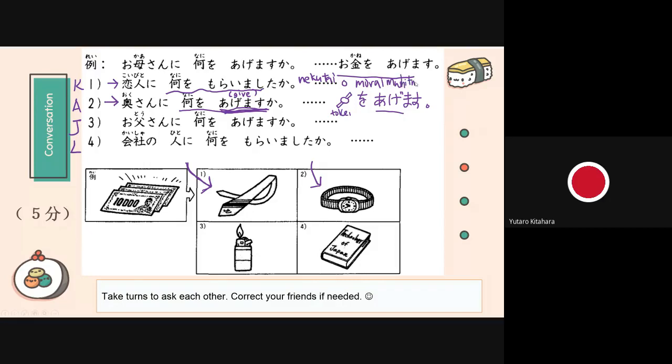Next. Okay, James. James-san, otousan ni nani wo agemasu ka? Raita wo agemasu. Very good. Raita wo agemasu. Okay, correct. Sorry, I mix and match hiragana and romaji. Okay, Lisa. Kaisha no hito ni nani wo moraimashita ka? Receive what from your colleague, company's person? What's the book? I don't know what that is.